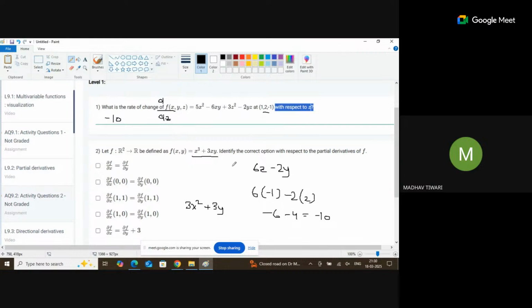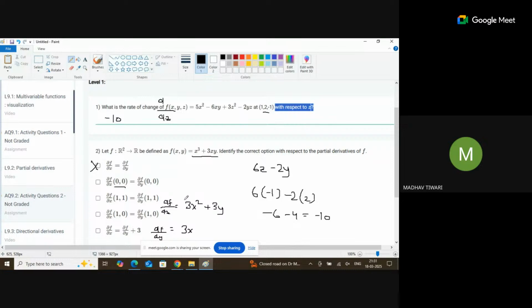And what will be the partial derivative with respect to y? It is df by dx. Okay. And what will be df by dy? It will be 0 and it will become 3x. Okay. So these two are equal. No, these two are not equal. So this option is wrong.